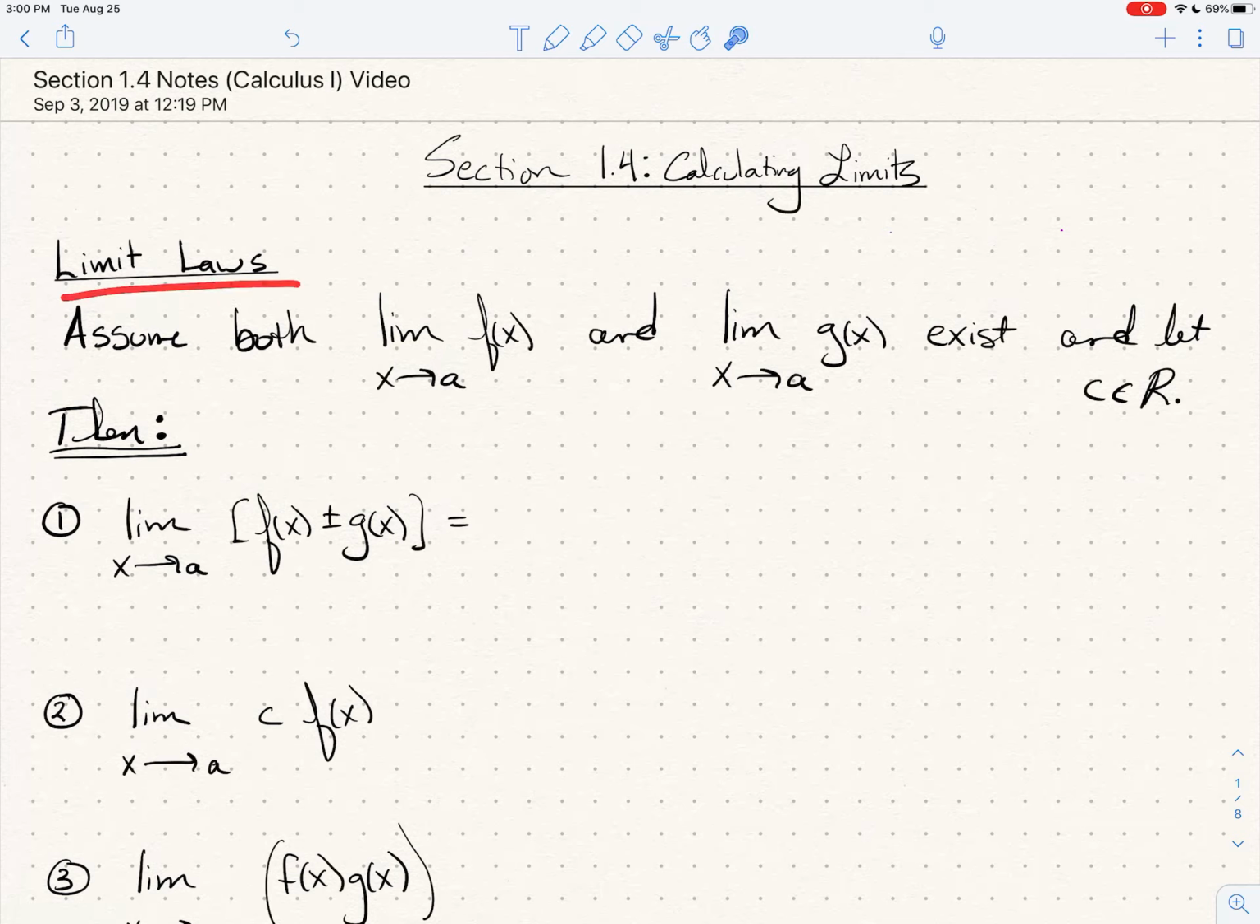We're going to assume that we have functions f of x and g of x, and some x value a. So a is a point on the x-axis, such that the limit as x goes to a of f of x and the limit as x goes to a of g of x both exist. There's a number that f of x is getting closer and closer to as x goes to a, and a possibly different number that g of x is getting closer and closer to as x goes to a as well. And remember, this just means c is in R, so c is a real number. Okay, so we have the following four limit laws.